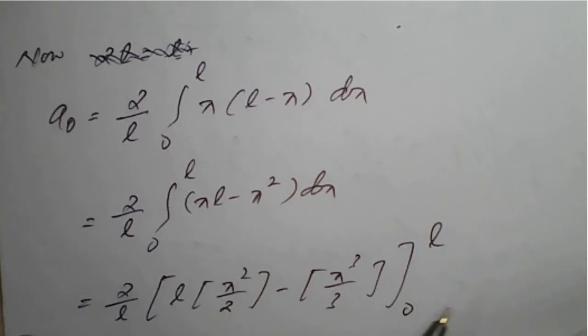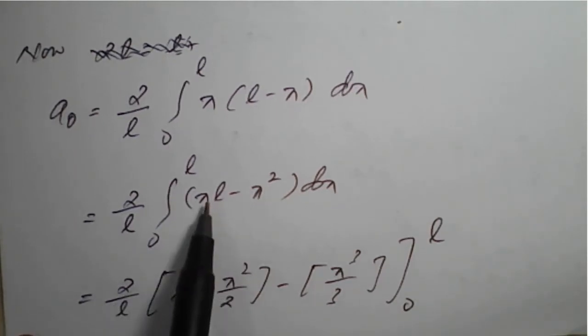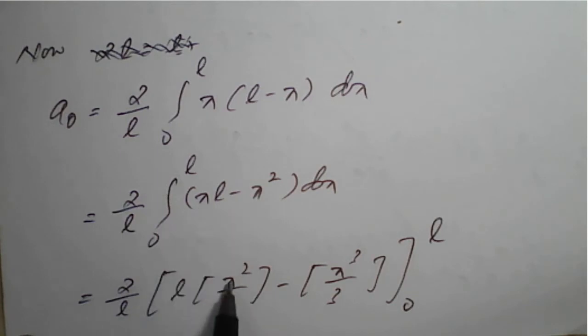Now integration of this xL − x². L we treat as a constant, so 2/L as it is. Integration of x is x²/2, this minus sign as it is. Integration of x² is x³/3, with the limit 0 to L. So we'll rearrange, then apply the upper and lower limits to this entire integrated part. We'll see the next step now.